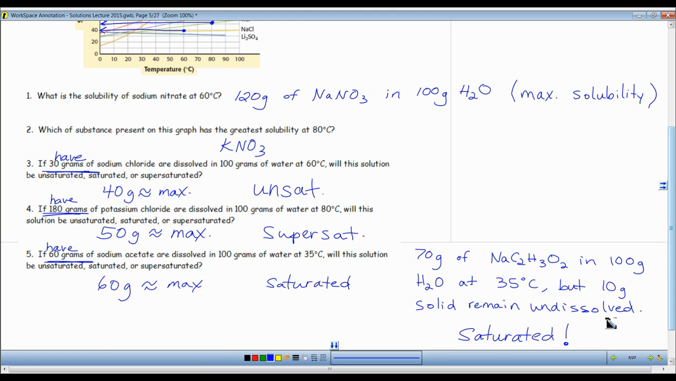Cool. So we're going to practice with this graph. It's real common, and we're going to practice making these solutions. You're going to love it. Super easy.